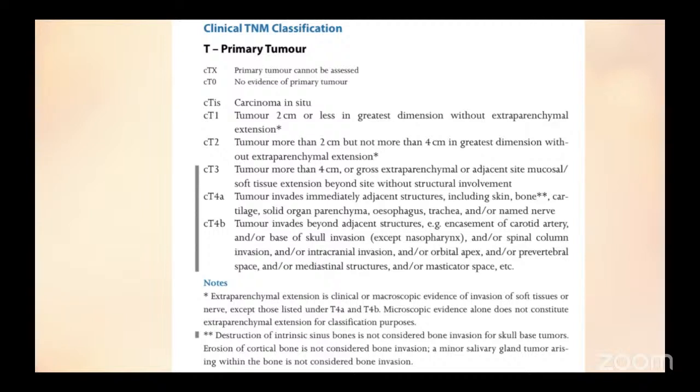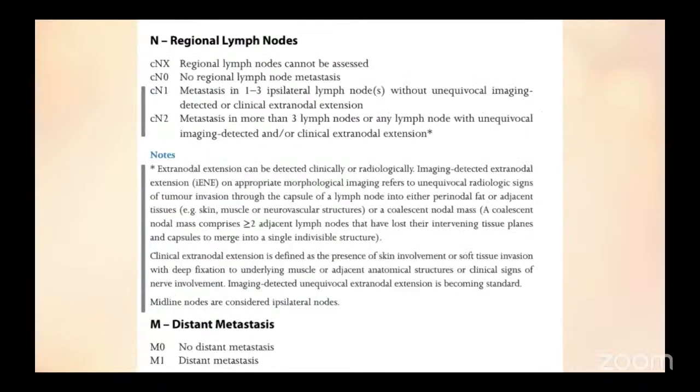T4b is invasion beyond the adjacent structures, encasement of the carotid artery, skull invasion, except the nasopharynx. So spinal column involvement, intracranial, and orbital involvement were not included in the previous classification, and have now been included. So it's a more detailed T classification for the parotid, for the salivary gland neoplasms, and there has been change entirely in the nodal staging as well.